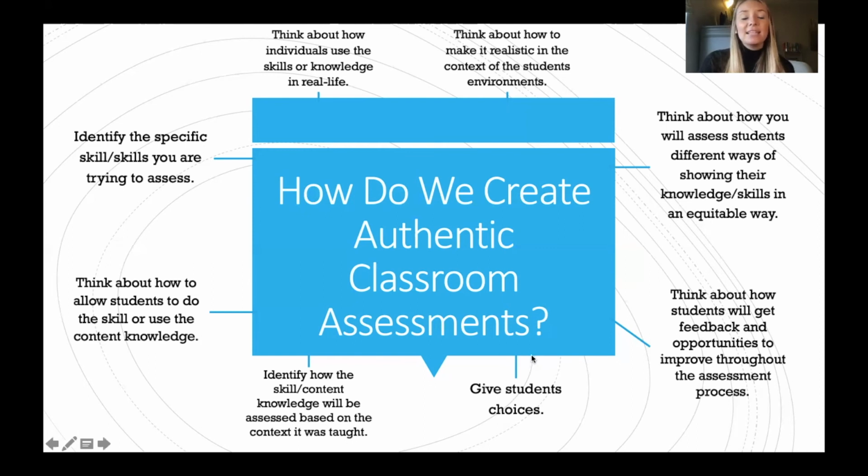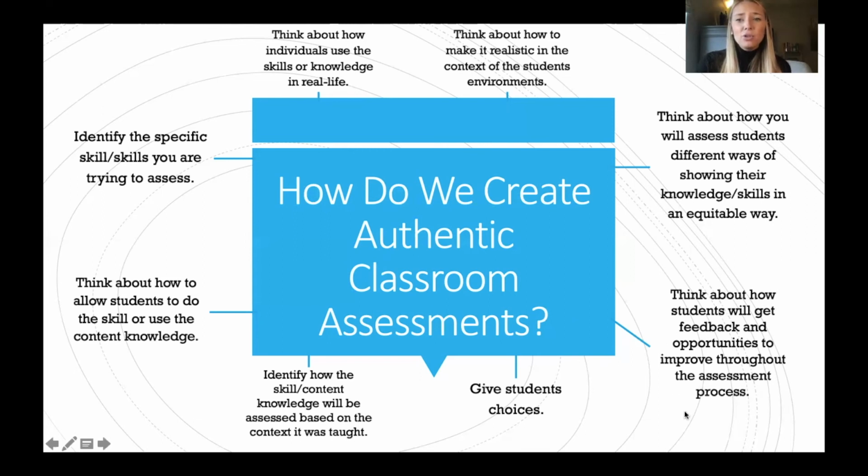Next, it's a great idea to think about how we can give students choice. Can students present their knowledge in different ways? I've seen bingo cards where students can select different ways to complete their assessment, in whatever way works best for them. So how can we give students choices?